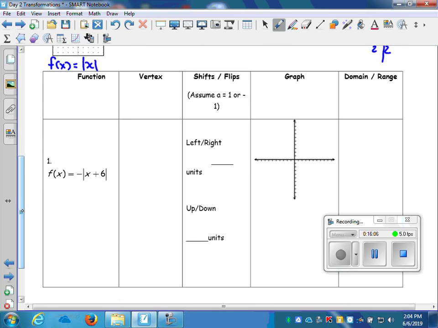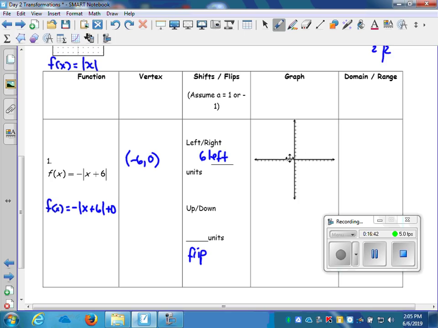So for this one here, if I rewrite this, we have f of x equals negative absolute value of x plus 6, plus 0. Vertex, remember this is your (h, k) value. The h value is negative 6. It's going to be the opposite of what you see there. So (-6, 0). And left and right, well, this plus 6 means I'm moving 6 in the opposite direction. So I'm going to move 6 units left. And I'm not moving it up or down at all. But I am going to flip this over because it is negative. So you're going to flip.